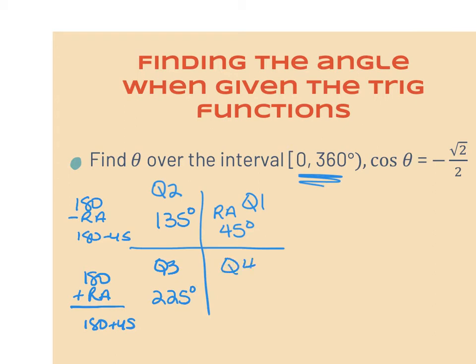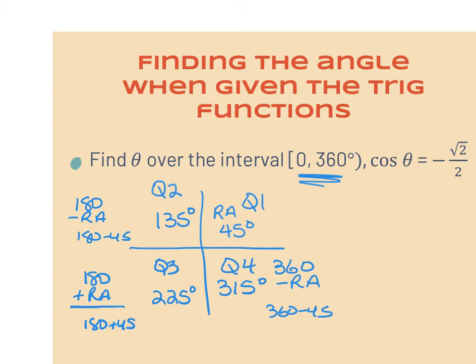Quadrant 4, it's always 360 minus the reference angle. So I'm doing 360 minus 45, and the angle for quadrant 4 will be 315. My advice to you is have this on your paper that you're going to use for the test. That way you don't have to go through and add and subtract it from 180 or subtract it from 360. It's going to save that calculation time.